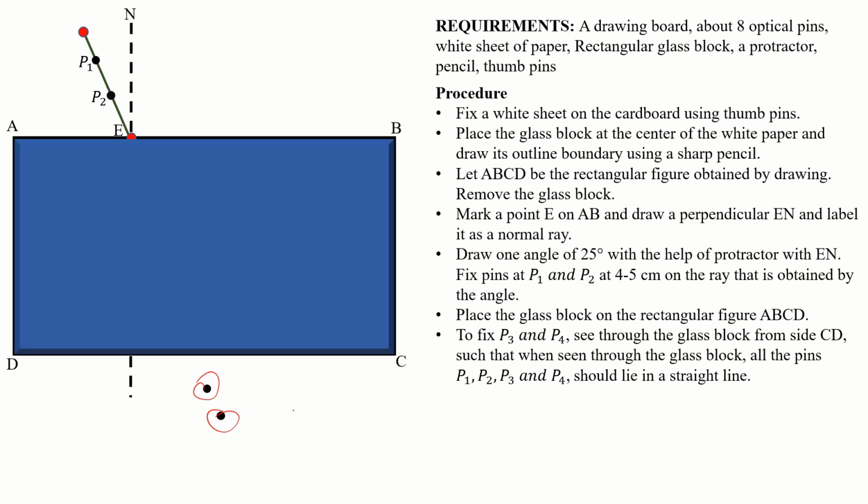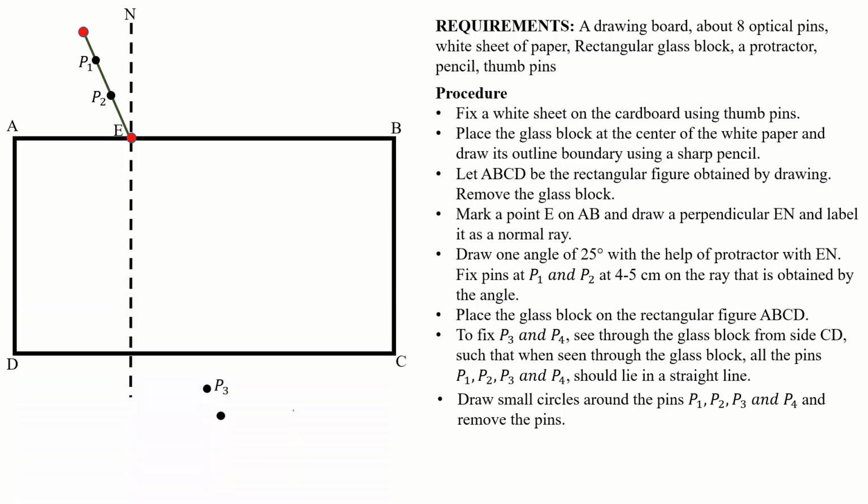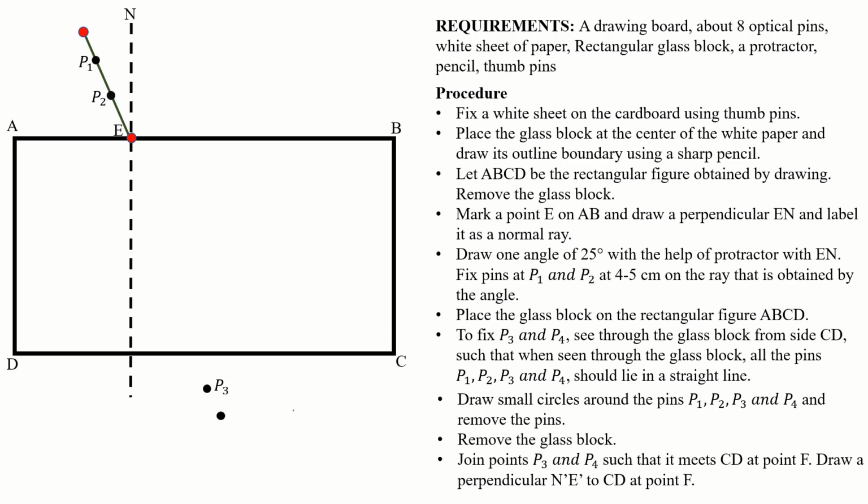That's the aim. But when you remove your eyes and check what you have done here, you will realize that they are not necessarily aligned. They are not aligned. So it doesn't matter. The alignment should be when you look into the glass block, not when you lift your head to see what you have done. Okay. So now draw small circles around the pins P1, P2, P3 and P4 and remove the pins. This is just to mark the position of the pins. I've marked my pins P3, P4. We can now remove the glass peacefully so that we can draw our outlines. So we can remove the glass block.